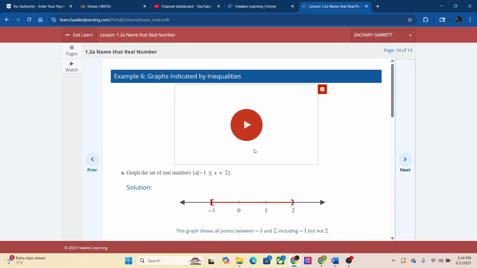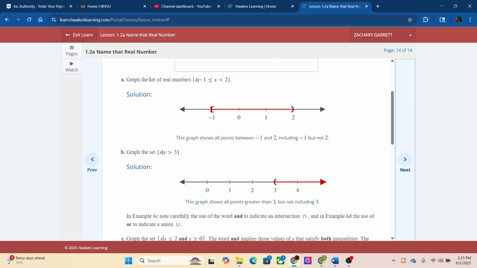Graphs indicated by inequalities. Graph the set of real numbers x such that x is greater than or equal to negative 1 and x is less than 2. So right here, we see that there's a mixture of an open set and a closed set.